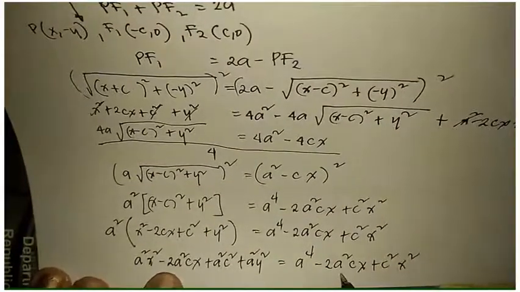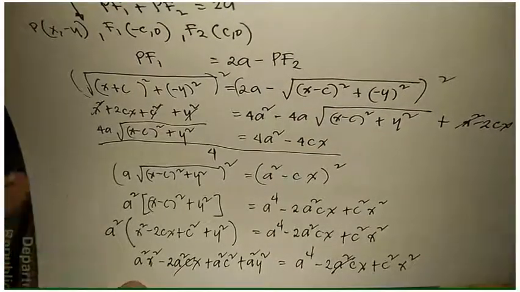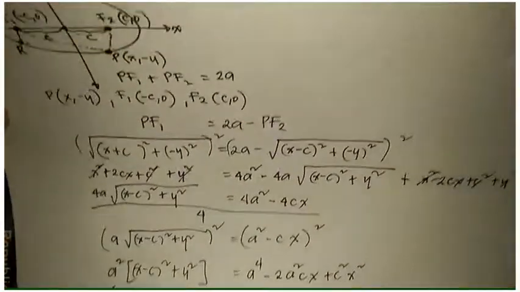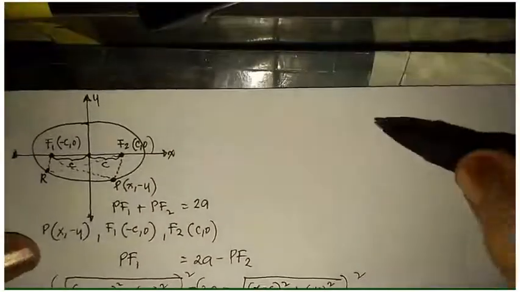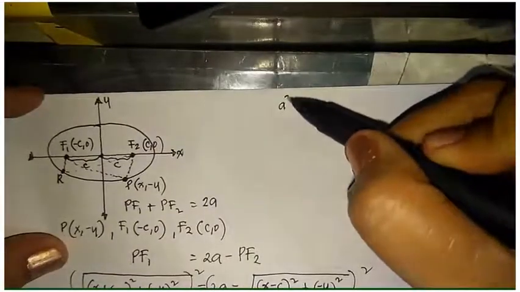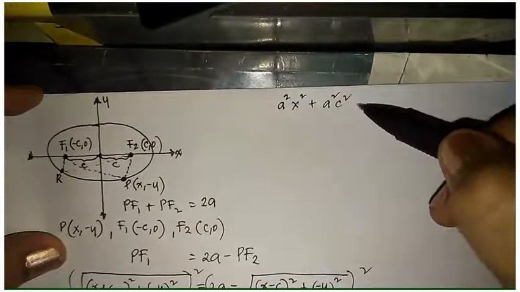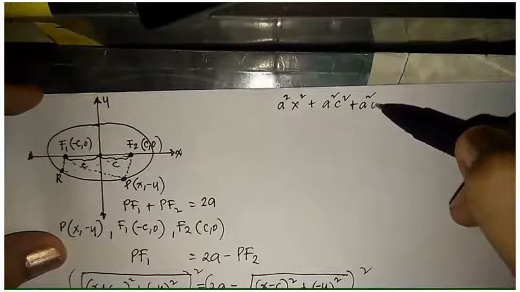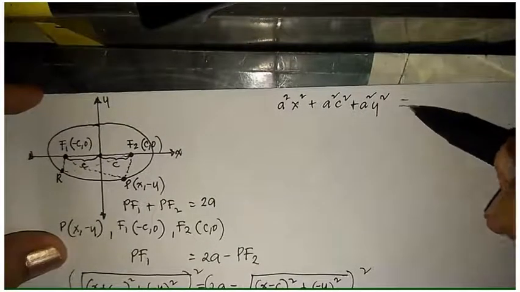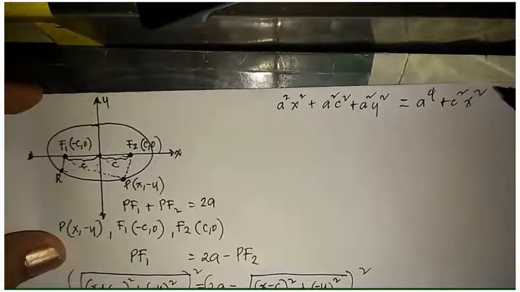Now, because these two here have the same signs and they are on opposite sides of our equation, we can remove them. Okay, so let me move this up here. So what remains is a squared x squared plus a squared c squared plus a squared y squared equal to a raised to 4 plus c squared x squared.